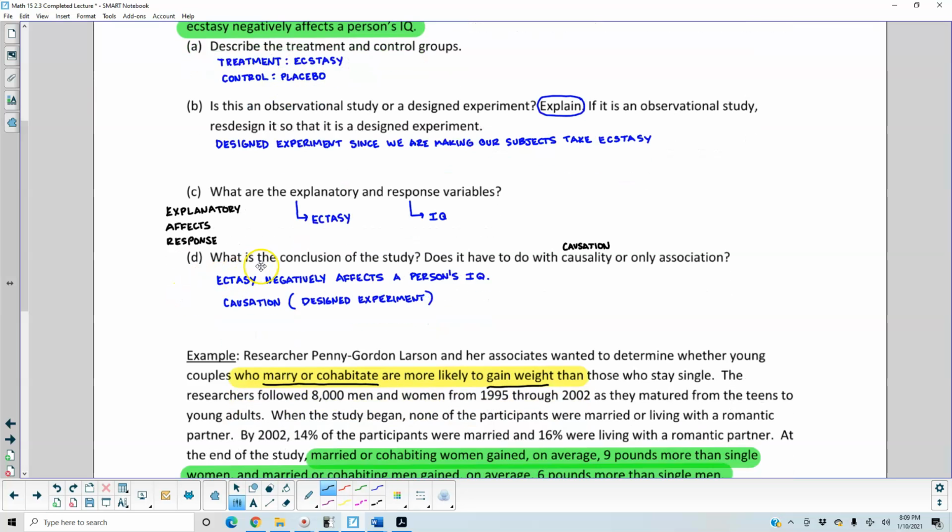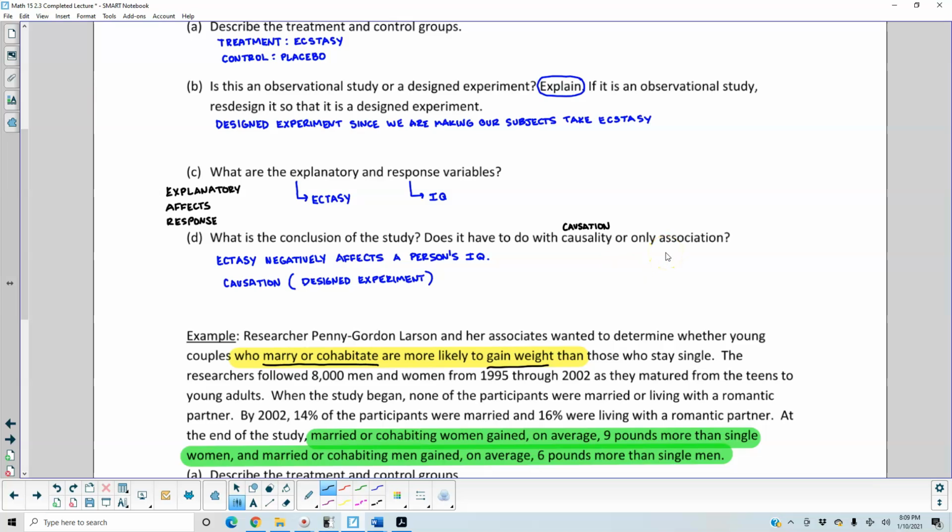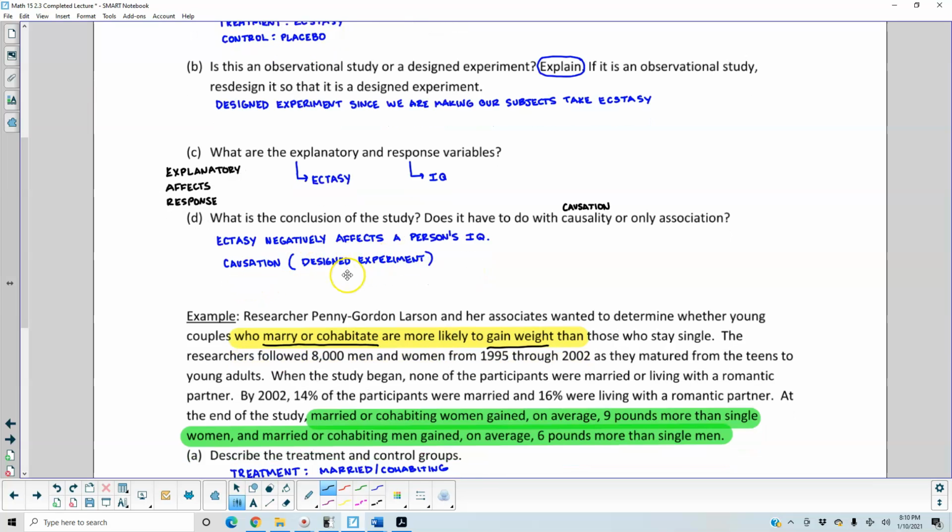In part D, what is the conclusion of the study? Does it have to do with causality or causation, or only association? Well, ecstasy negatively affects a person's IQ. So this is causation because we determined that it was a designed experiment.